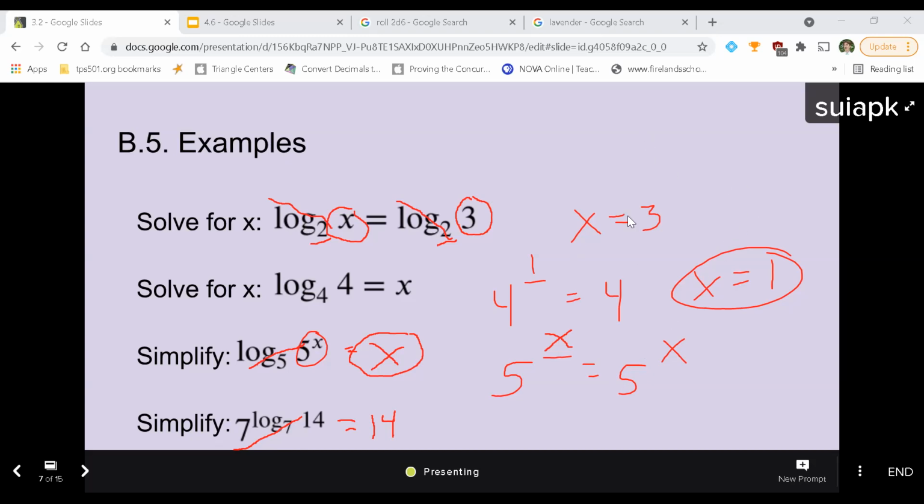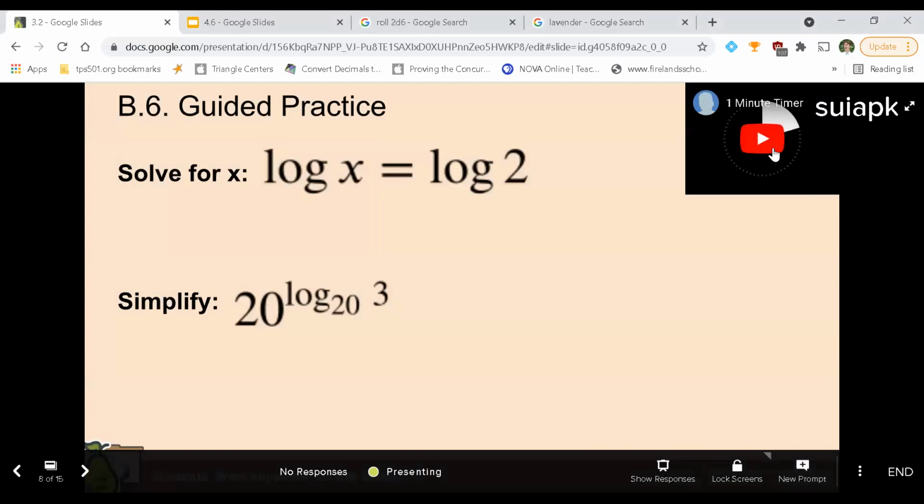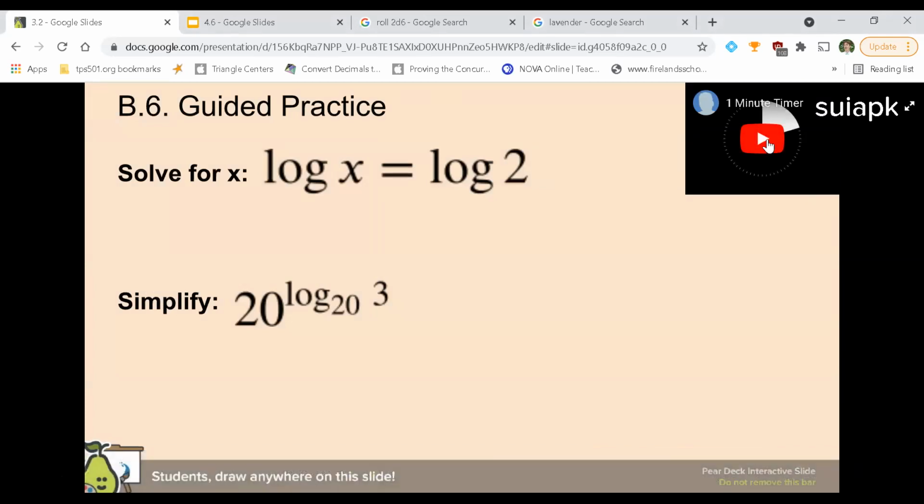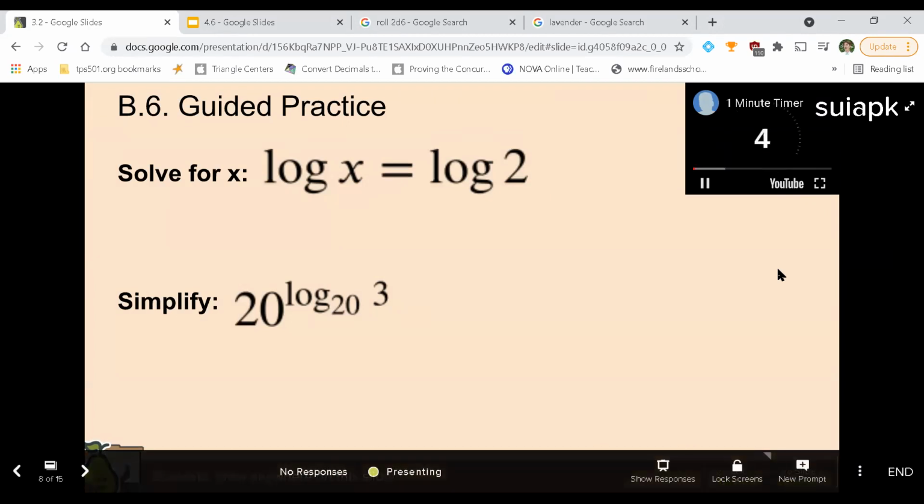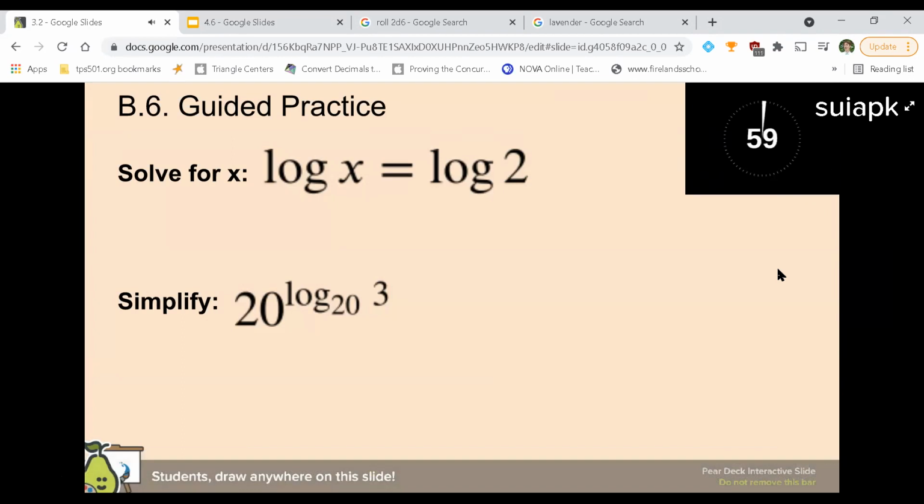All right, we're almost out of the clear then. All right, try these two. This is a 1-minute timer. Okay, you get 1 minute to do these two problems. I'll walk around. If you're stuck at all, just stop me and I'll help you out.